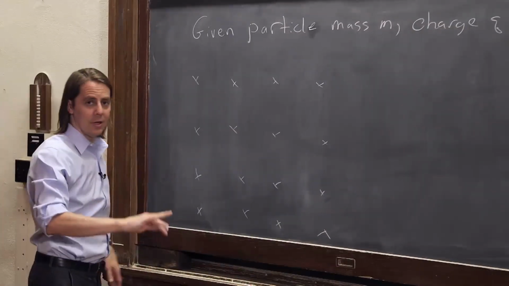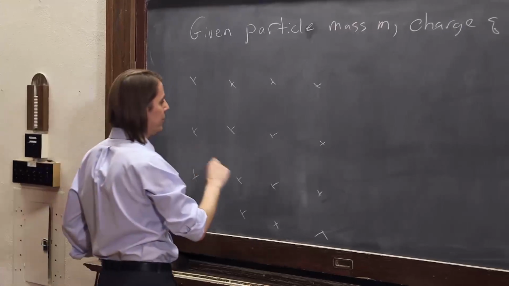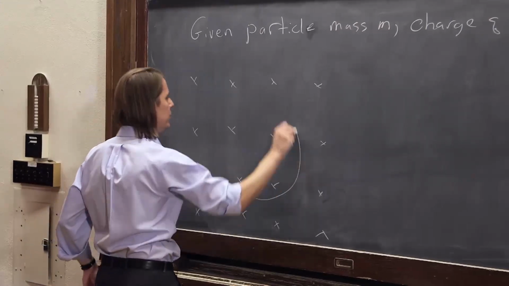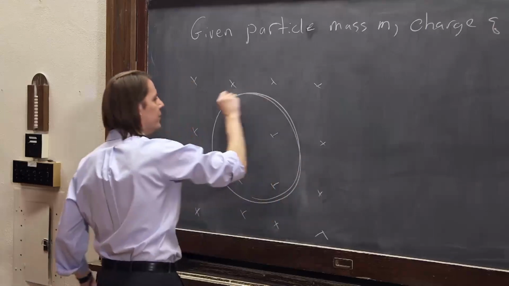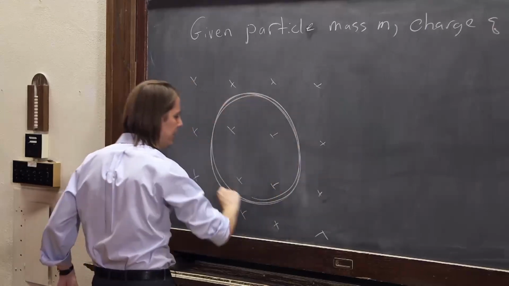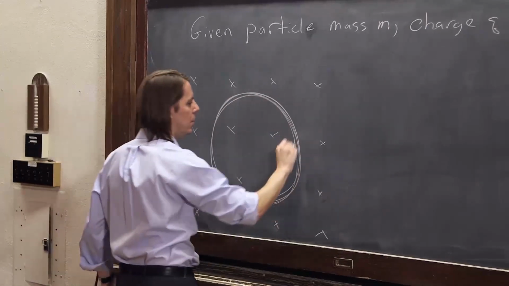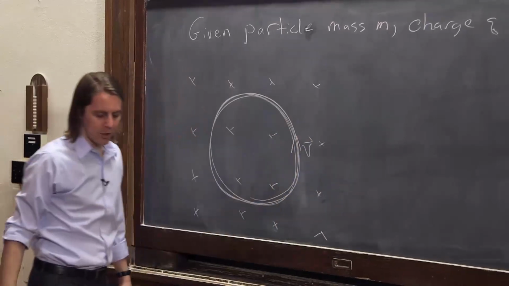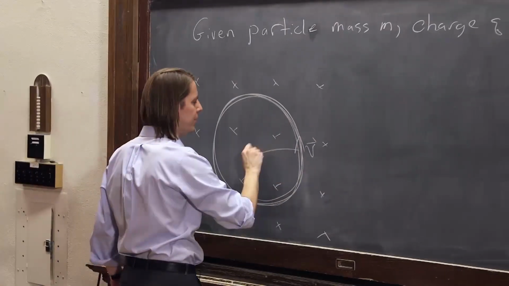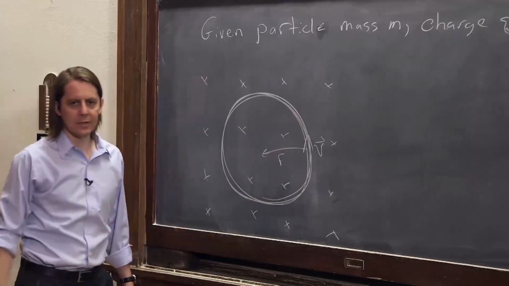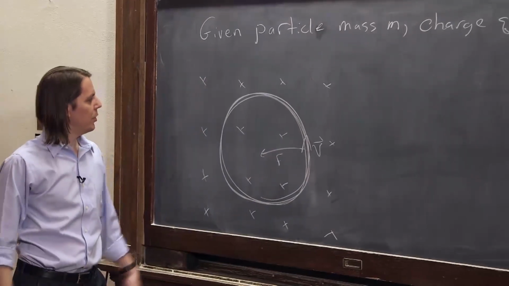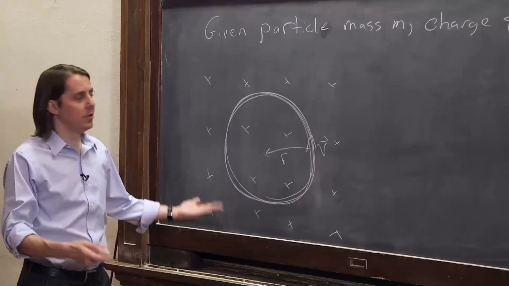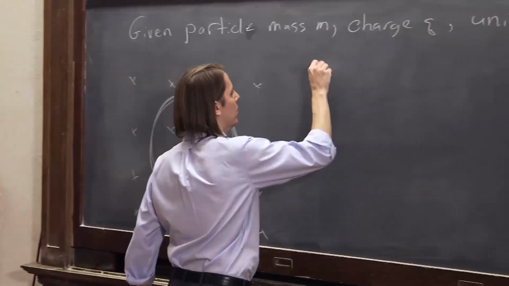And we already agreed that the charge will go in a circle because it'll always feel a force at right angles to its velocity. So it's going to go around like that, going around this way, feeling a force, always seeking the center. So the first thing you could ask about this motion is, what is the radius?